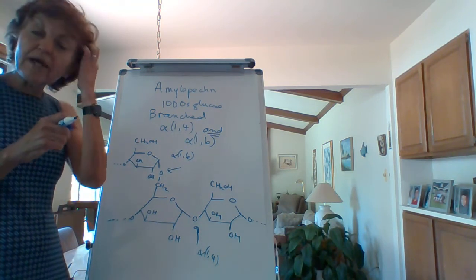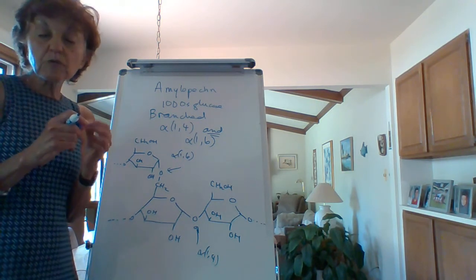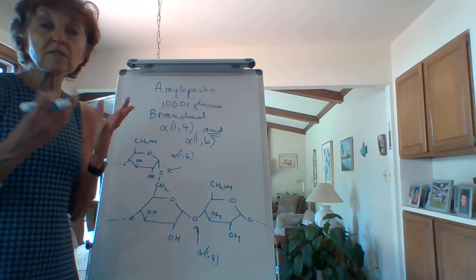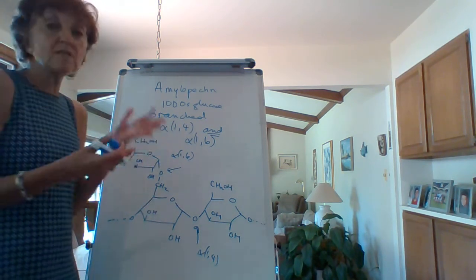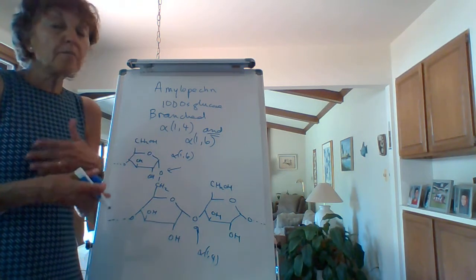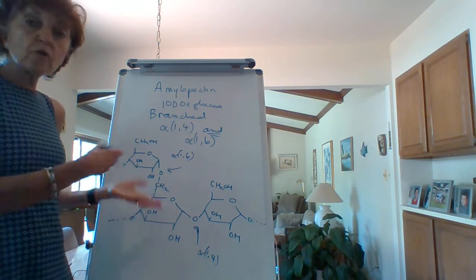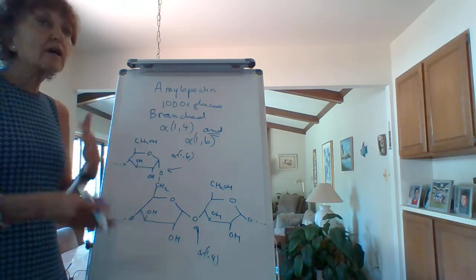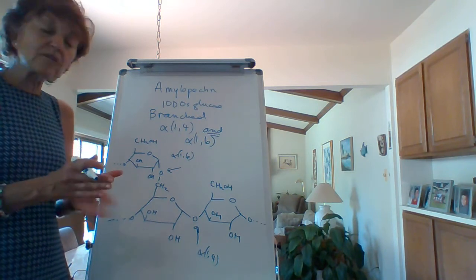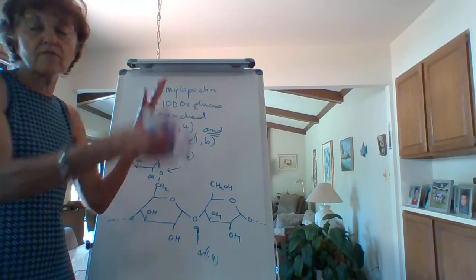Now, the other branched polysaccharide is glycogen. The main difference between glycogen and amylopectin is that glycogen is made by animals and humans. Amylopectin is made by plants. But really, they look very, very much alike. So there's no point in me redrawing all of this. It looks exactly like this. Glycogen is a little bit more branched, so maybe instead of every 15 glucoses, it's branched even more.